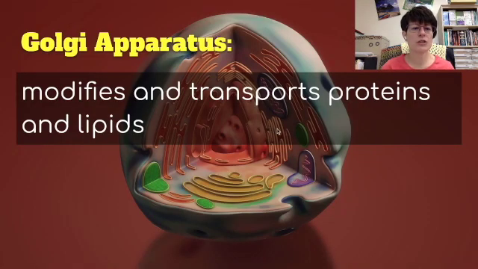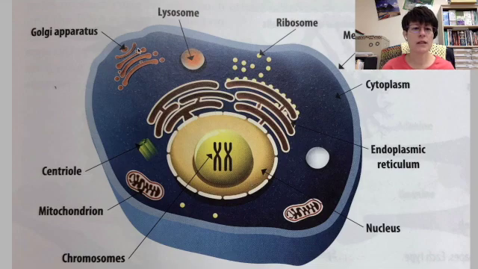There's also the Golgi apparatus, which modifies and transports proteins and lipids. That is this yellow structure here in this cell. Over here, the Golgi apparatus is here. The endoplasmic reticulum tends to be closer to the nucleus and the Golgi apparatus closer to the cell membrane.